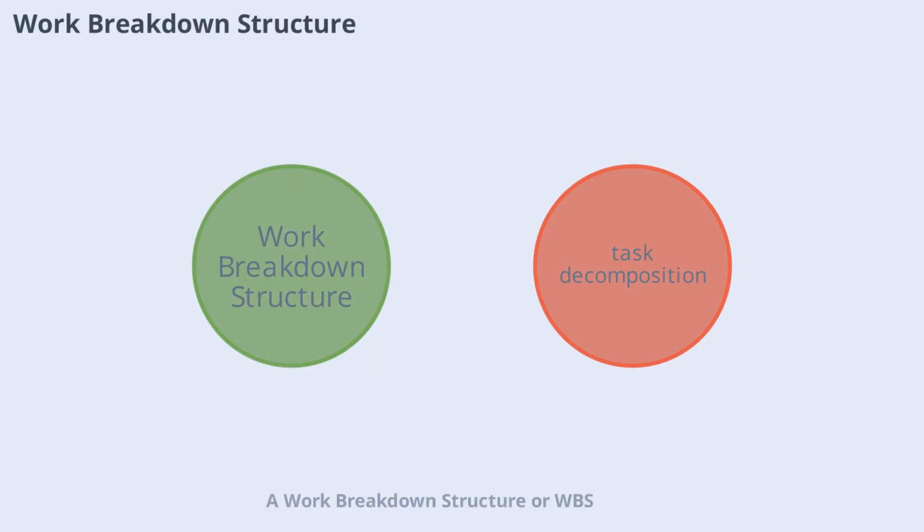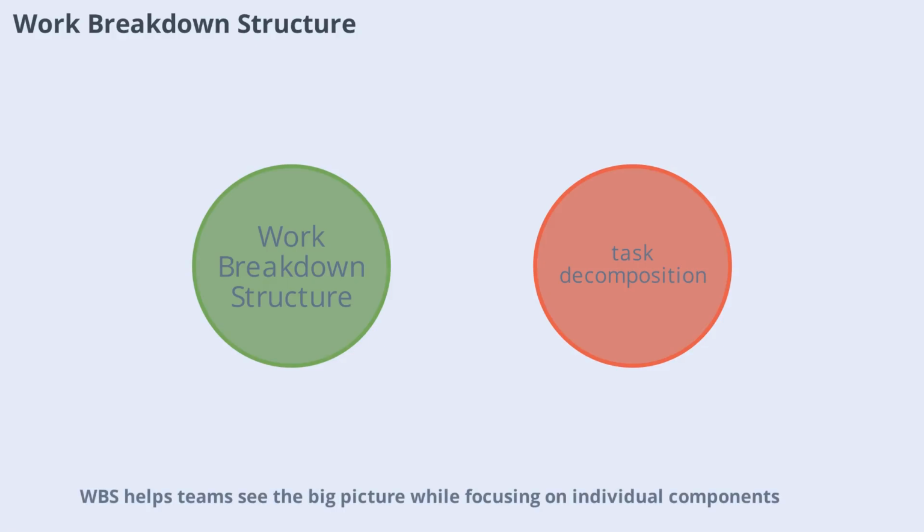Work Breakdown Structure, or WBS, is a visual tool that breaks the project into smaller, manageable parts. By decomposing the project into tasks and subtasks, you can assign responsibilities, estimate resources, and track progress more effectively. WBS helps teams see the big picture while focusing on individual components. Let's look at how to create a WBS and why it's so valuable in project scoping.